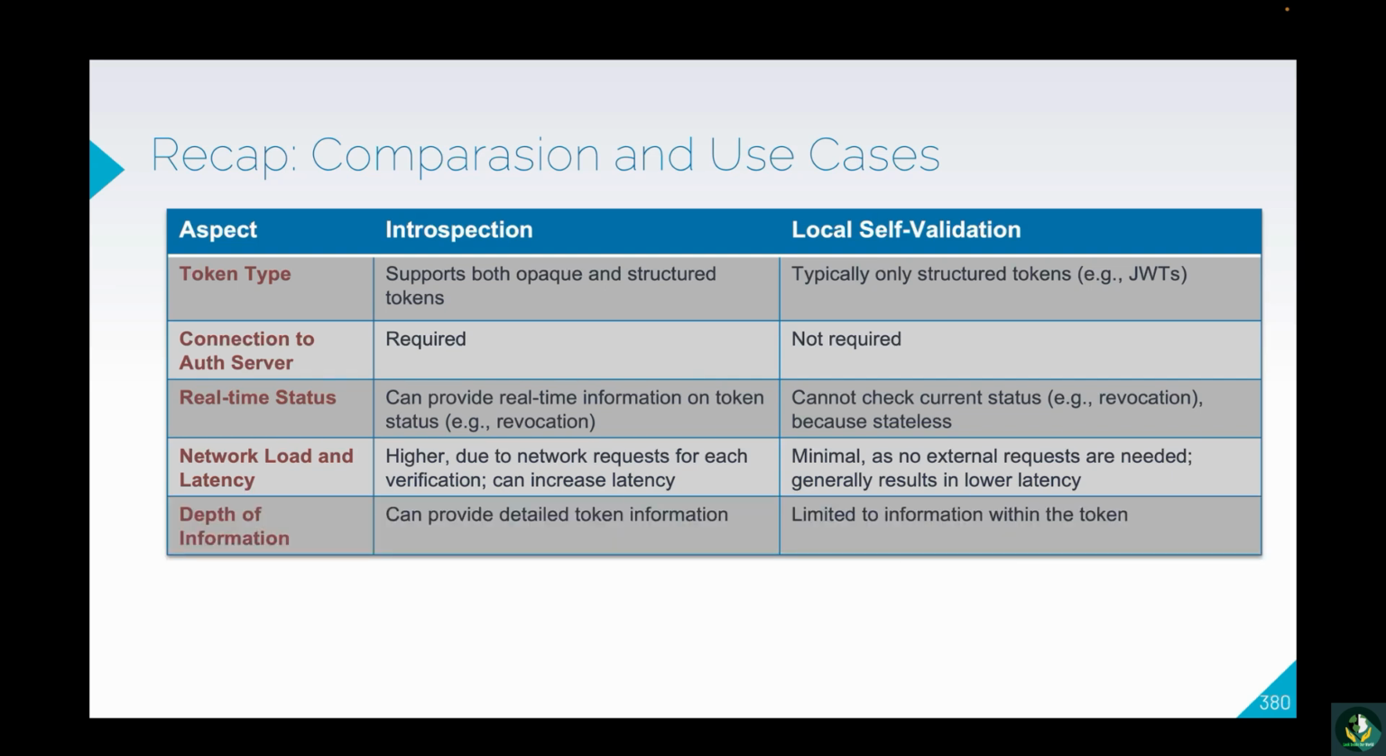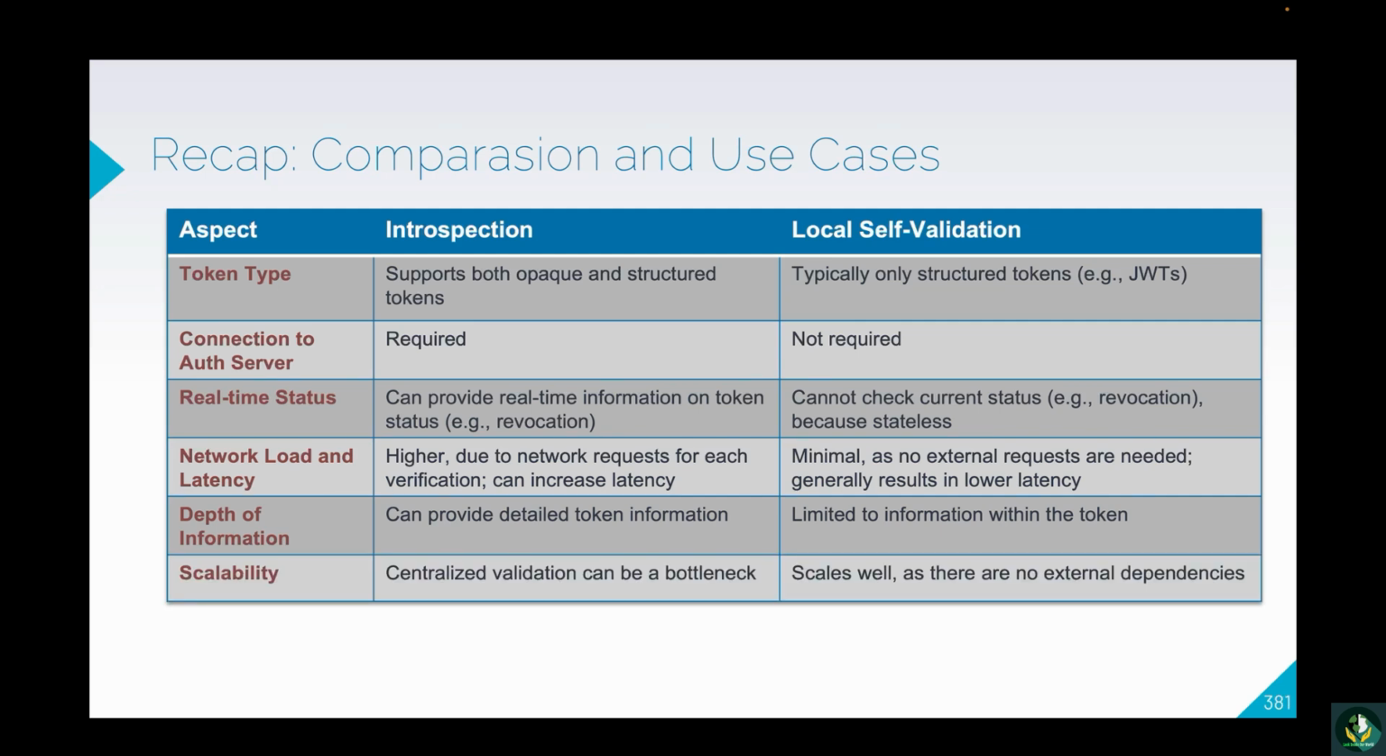Depth of information. Introspection can provide detailed token information, since the authorization server holds all the details. This allows for more comprehensive data about the token, its owner, and its permissions. Local self-validation is limited to the information contained within the token itself. The resource server only has access to the data encoded in the JWT.